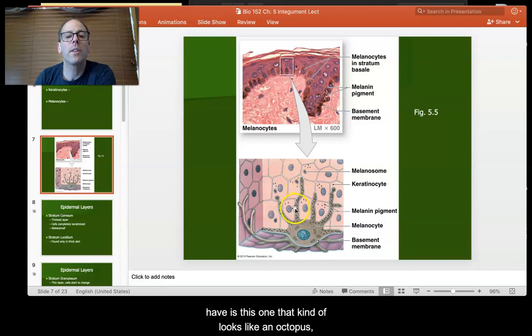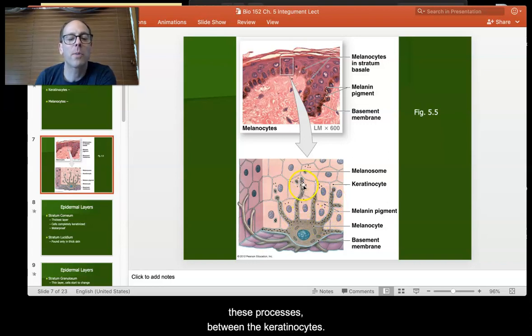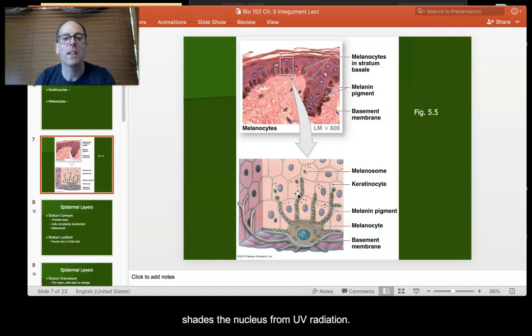The other kind of cell that you have is this one that kind of looks like an octopus. This is called a melanocyte. And this cell produces pigment. And you can see it here, it actually sends these extensions out, these processes between the keratinocytes. So when you get exposed to sunlight, these cells produce melanin, and that melanin actually makes a little shade right over the nucleus, shades the nucleus from UV radiation.